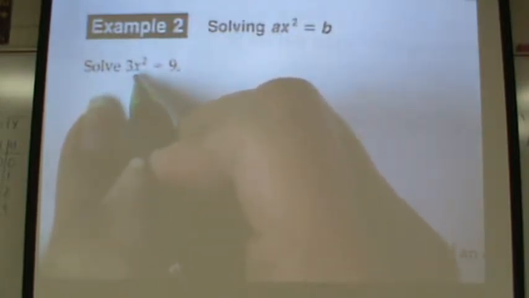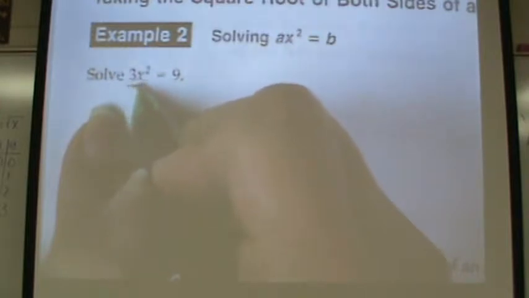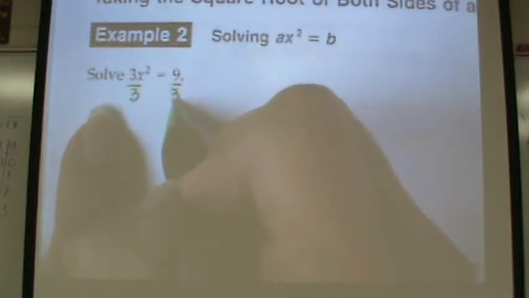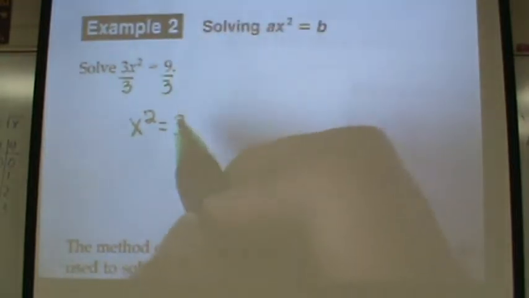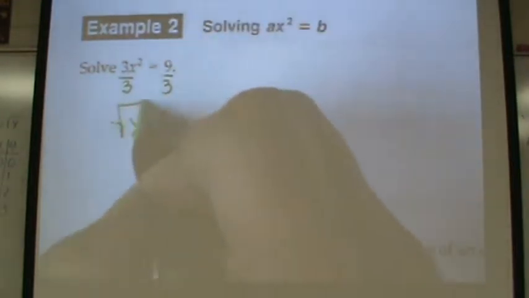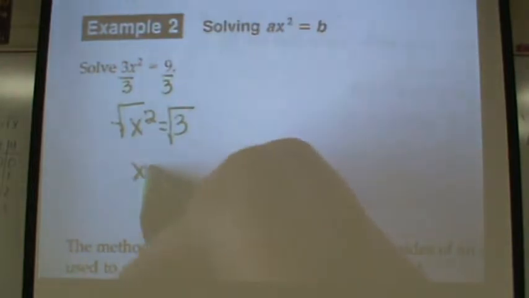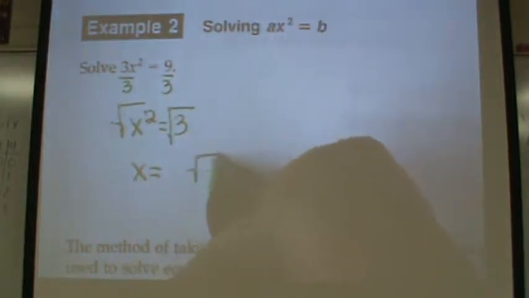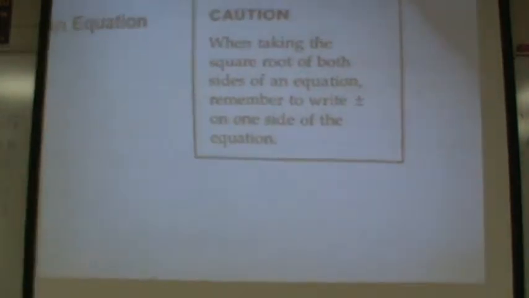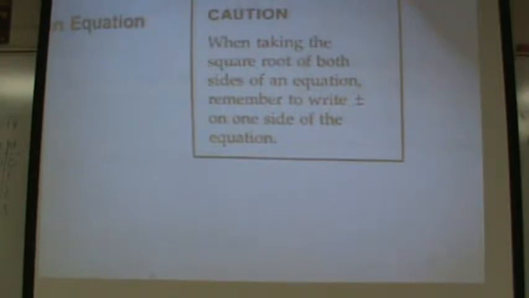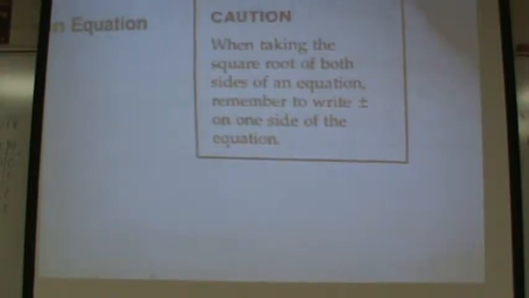So how can I get x squared by itself? Divide by 3. Now what do? Take the square root of both sides, and what is your answer? Square root of 3. But there's two answers, plus or minus. Here's a little note for you. Caution. When taking the square root of both sides of an equation, remember to write plus or minus on one side of the equation.